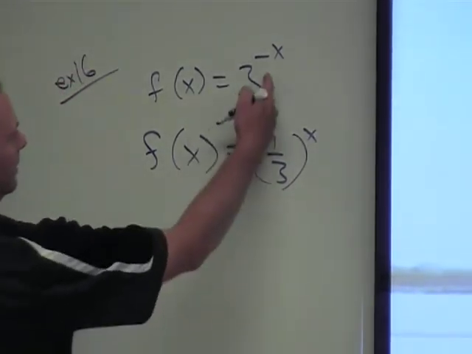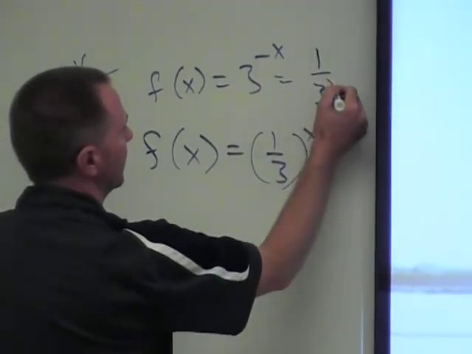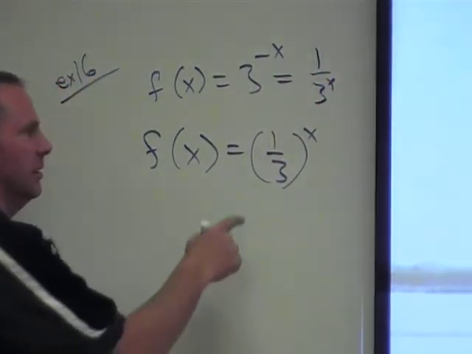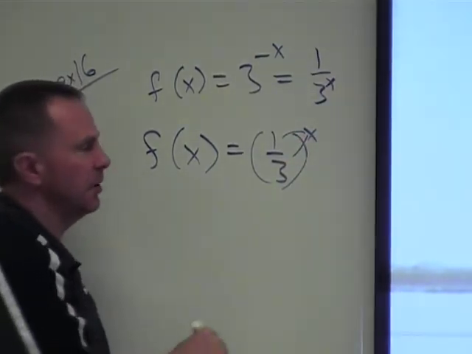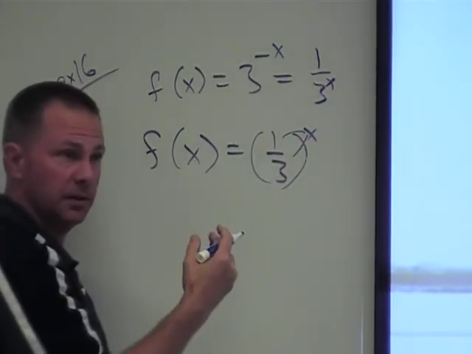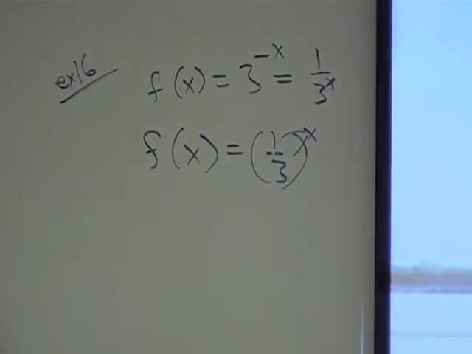Well, isn't this a negative exponent? Doesn't that make 1/3 to the x? And you distribute that exponent. 1 to the x is still just 1. So it's still 1/3 to the x. It's the same thing. Okay? Alright, so having said that, keep all this in the back of your mind.